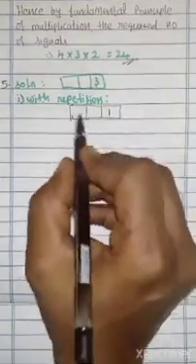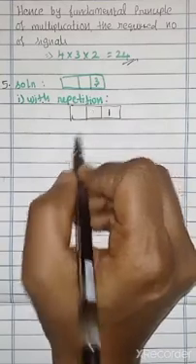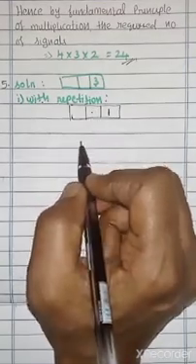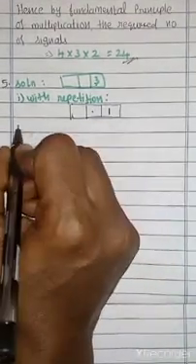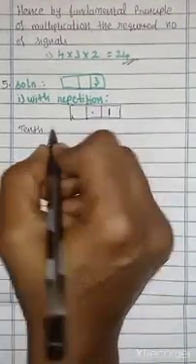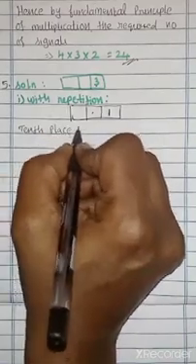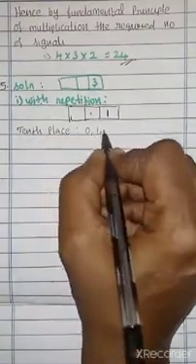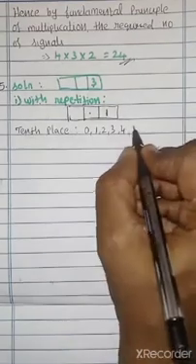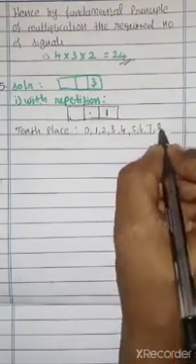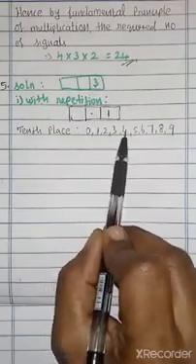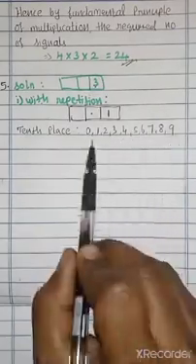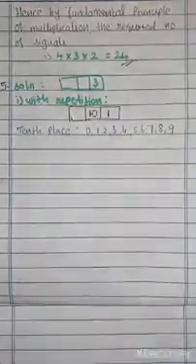We have to use the number 3. Okay, now we can go for the 10th place. So in the 10th place, what are the digits we can use? 0, 1, 2, 3, 4, 5, 6, 7, 8, 9. Correct? We can use 1, 2, 3, 4, 5, 6, 7, 8, 9, 10. 10 ways we can fill the 10th place. So this will be 10 ways.